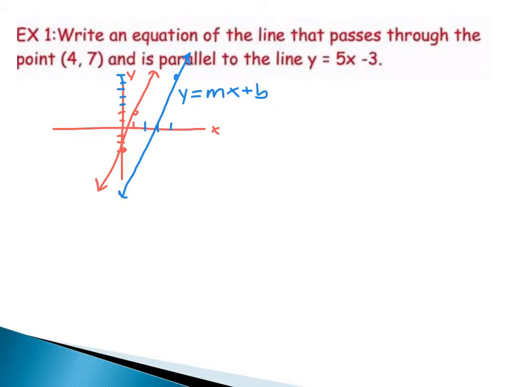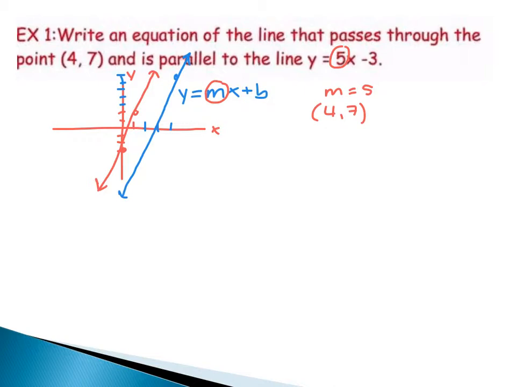Remember that if they're parallel, the slope here of m is going to be the same as the slope of my other line. So I know that the slope m has to equal 5, because if they're the same slope, that means that they're parallel. So I know that the slope is 5, and I give you the point of 4, 7. I know that it goes through that point.